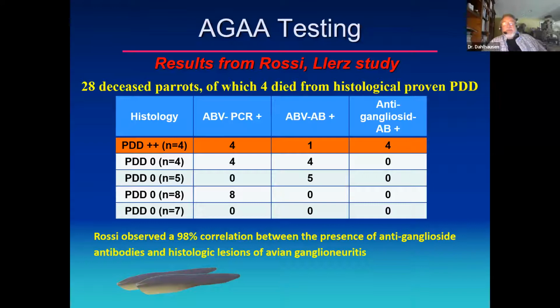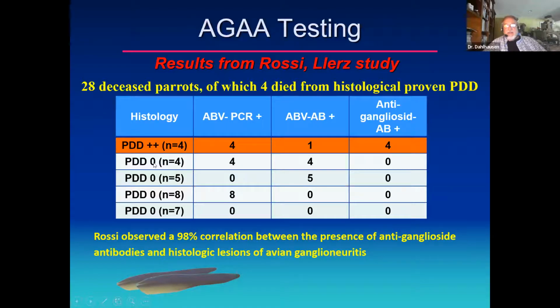Okay, here we go. This was a study that Dr. Rossi did in conjunction with Michael Leertz. They took 28 birds that had died, and 4 of those birds had lesions of, back then it was referred to as PDD. So of these 4 PDD positive birds, they tested them for the ABV PCR. Again, 4 of those were positive for ABV. One of them had antibody for avian Bornavirus, but 4 had anti-ganglioside antibodies.